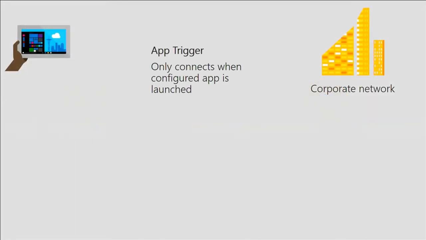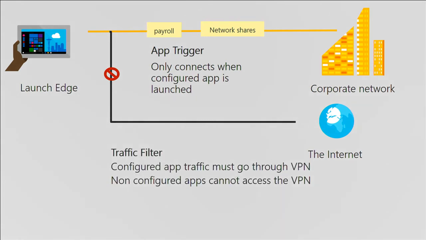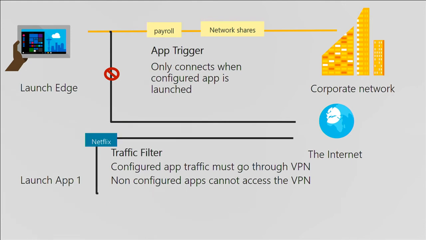So once again, we have an app trigger. It's going to establish when a configured application, in this case Edge, is launched. Here you'll see no more traffic is going through that physical interface because it is blocked in this configuration with the traffic filtering that you've configured. And non-configured apps still can't access the VPN. So it can still send traffic over the physical interface because that app is not configured in the traffic filtering list, but it cannot access the VPN tunnel. All right, let's take a look at what that looks like in practice.